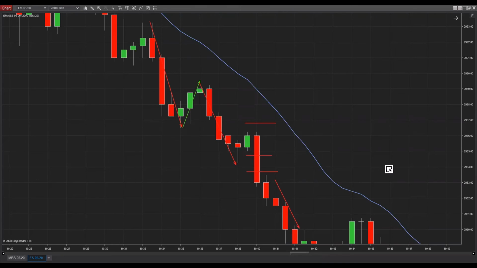And that is the failed two-legged pullback, also known as the failed second entry, but my personal way to call it, I love to call it the trap. And this is by far the most powerful and reliable setup when it comes to scalping.